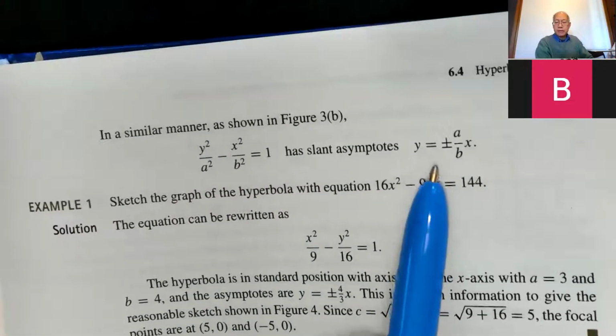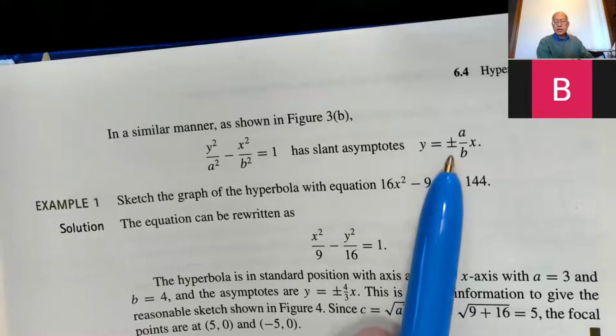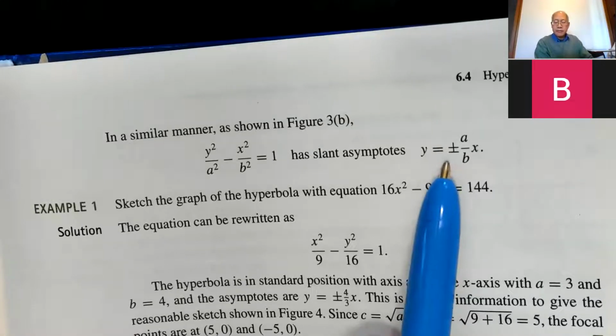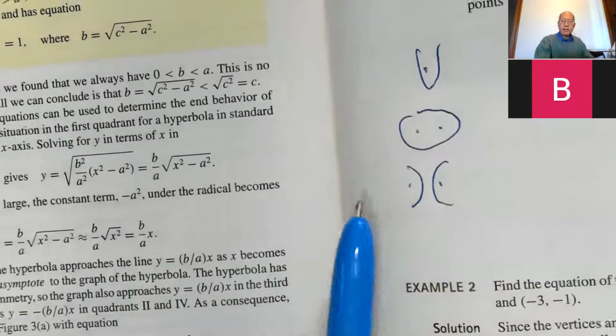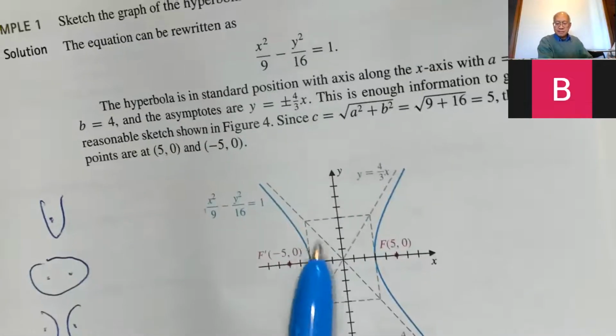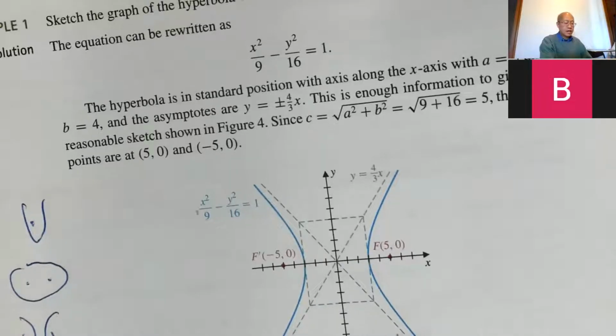Don't put this on your cheat sheet. I don't think you need it, and besides, that's not even true for all the cases. It's a different formula depending on whether the hyperbola opens left, right, or up or down. So I would say just use your rise over the run to get it.